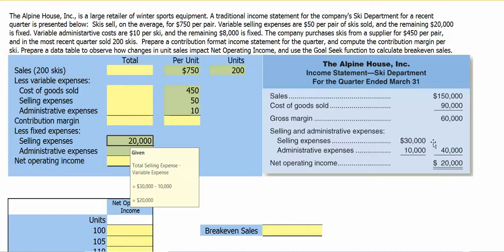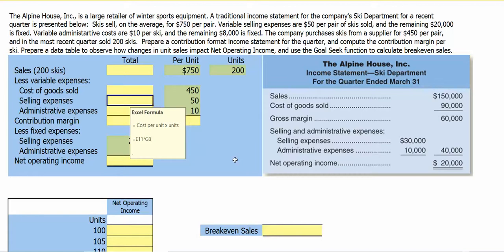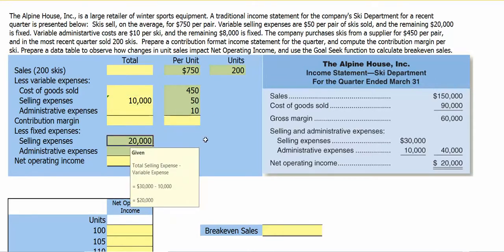That's going to be our total $30,000 in selling expense minus the variable portion, which we're going to calculate with an Excel formula, and that's going to be our cost per unit of $50 times the number of units that we sell, which is going to be 200 skis. So $10,000 will be the amount we have in variable selling cost, which means the fixed portion is the 30,000 minus the 10, or 20,000. We're going to input that as a given amount.